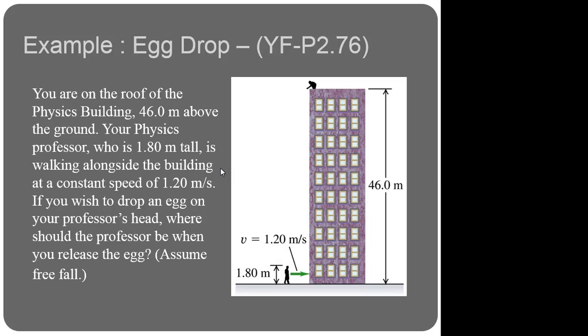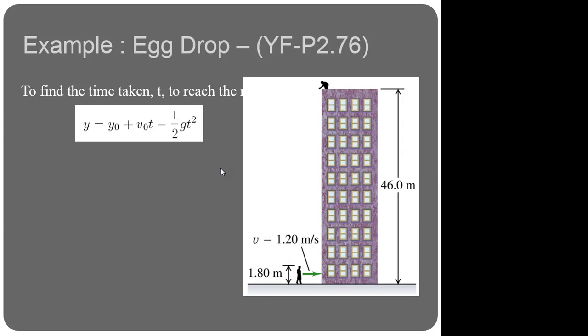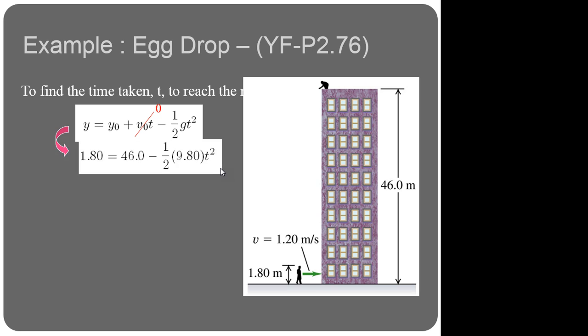46 minus 1.8, right, you get 44.2. And you can then calculate the exact timing it needs to hit the head. So let's find the vertical direction. This goes to 0 because the initial vertical velocity of the egg is 0. Substitute in what you need to do. Just like I said, I take 46 minus 1.8, which gives you 44.2.